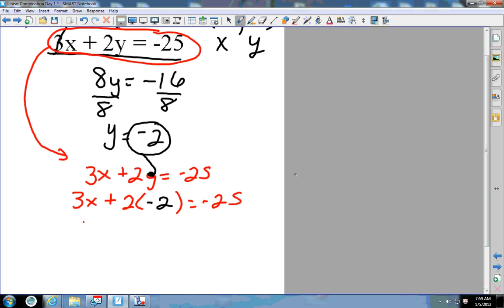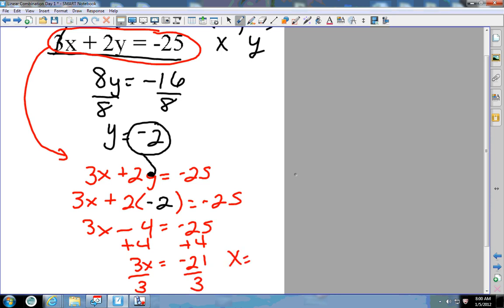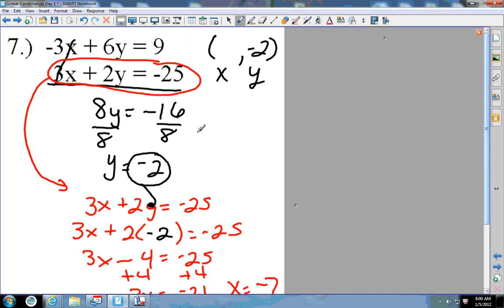Well, I have 3x. What's 2 times negative 2? Negative 4 equals negative 25. Now what? Add 4 to each side. 3x equals negative 21. Divide by 3. X equals negative 7. Muy bueno.